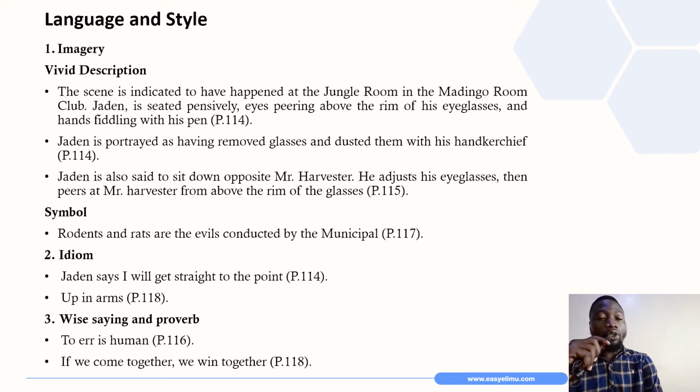We also have symbolism. There is the mention of rodents and rats on page 117. We are told that rodents and rats symbolize or represent the evils conducted by the municipal. The next style is idiom. Jaden says in their conversation, "I will get straight to the point." We have the phrase "get straight to the point," meaning that he is ready to be open and direct. We also have "up in arms," which is also used in the scene.